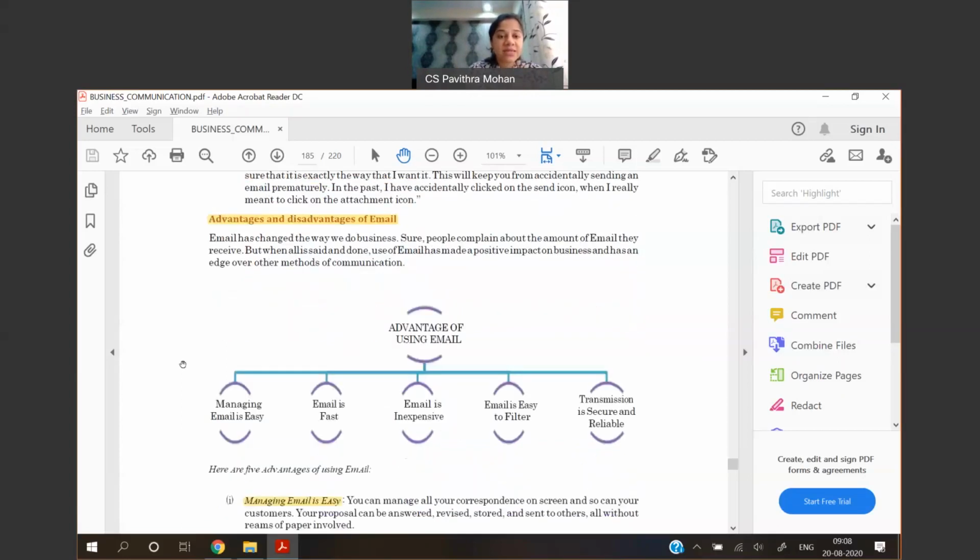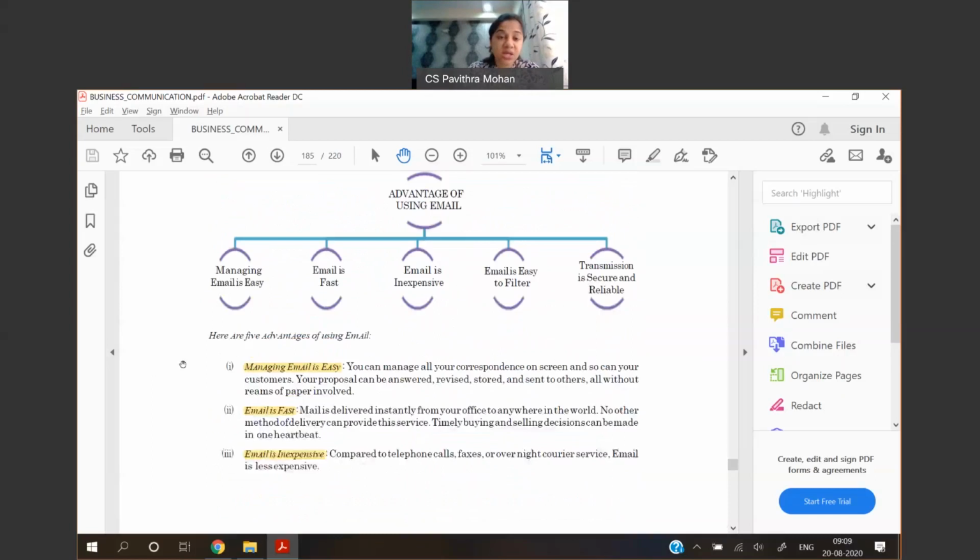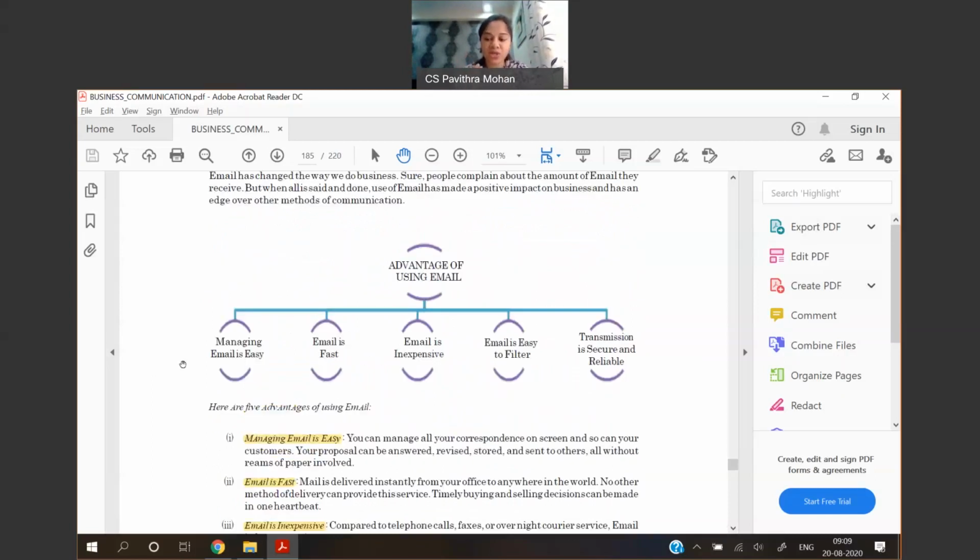Then you have advantages and disadvantages of email. So what are the basic advantages? Here, managing email is easy. Yes, compared to managing letters. Okay, you can understand how difficult it will be to manage letters that come into your organization. So many letters will be coming. We can't organize all the letters. We have to keep them in folders, this and that. So with the help of emails, it is easier.